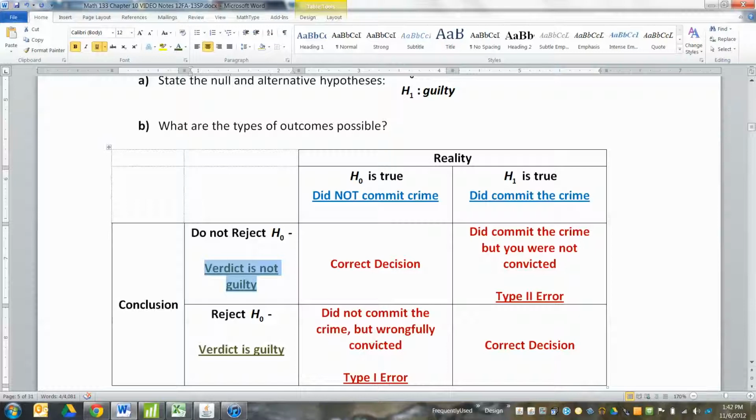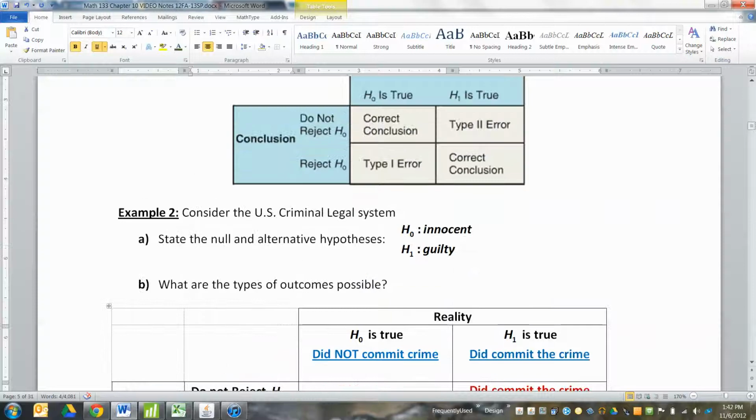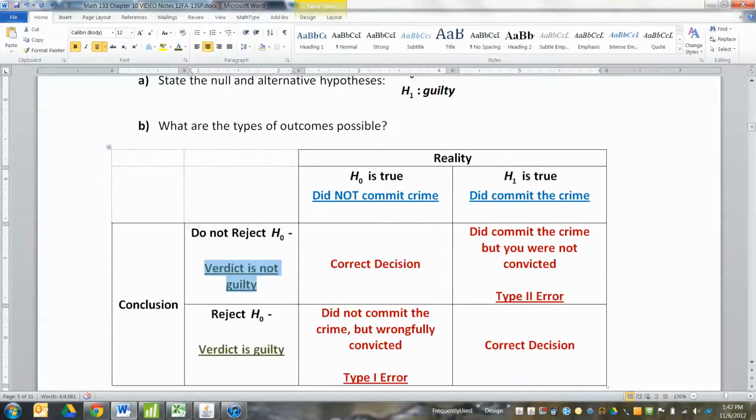Okay. Notice we never really say people are innocent in the U.S. We say they're guilty or not guilty. It's sort of like that not accepting thing. We don't ever accept anything. We just believe that there was enough evidence to show they were guilty, or there was not enough evidence to show they were guilty. It doesn't mean that they actually weren't guilty. It just means I couldn't prove it.